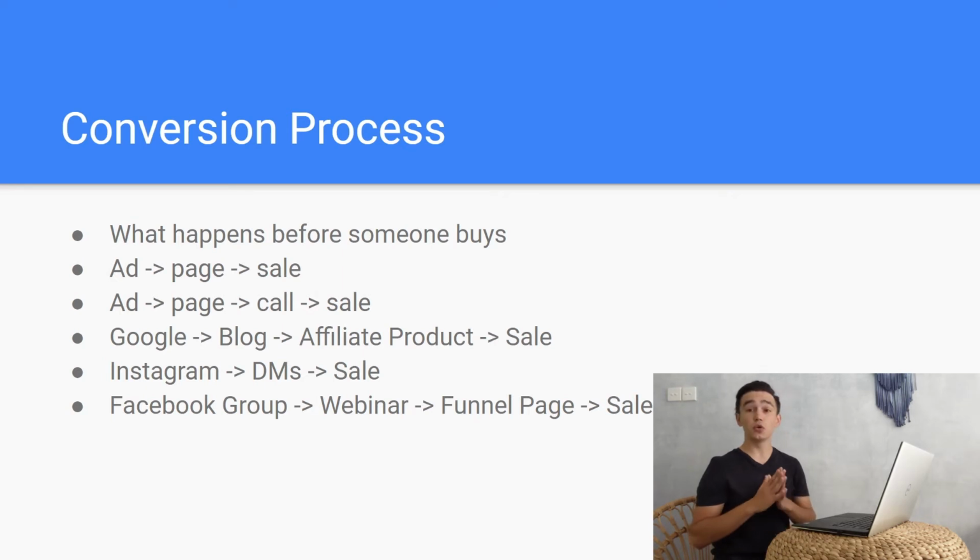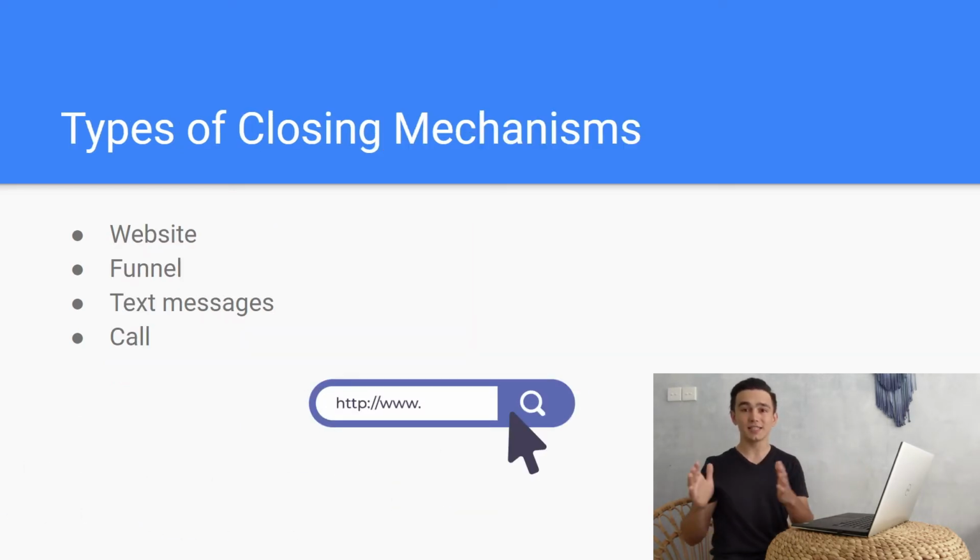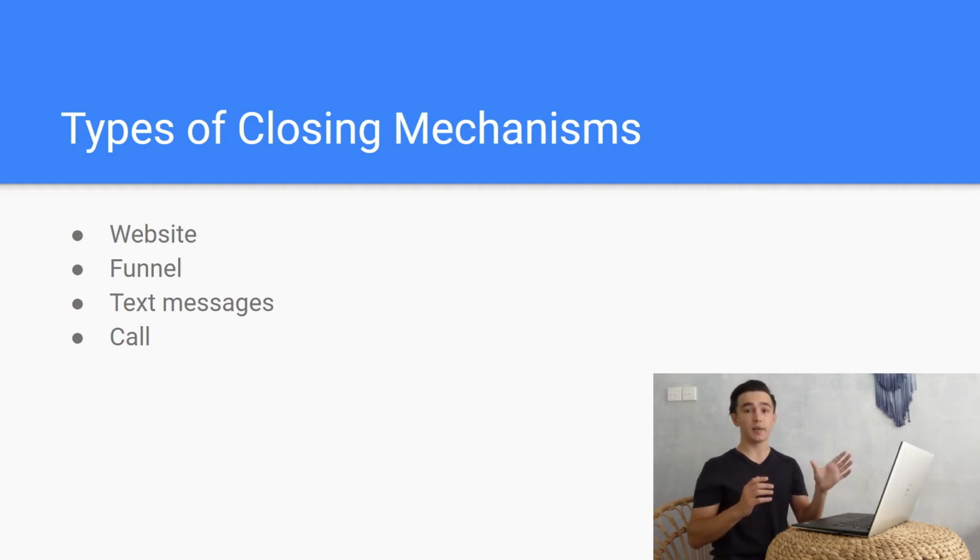And then I'm going to show you the types of closing mechanisms. The closing mechanism is which person or process is responsible directly for the sale. So it can be that your website does the entire sale of your product or service. This is the case for e-commerce, where you have a website, you have every detail of your product, and the customers do not need a call or additional information or text messages with you to buy. So the website is the entire closing mechanism.